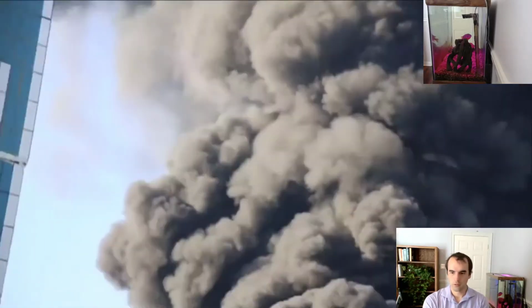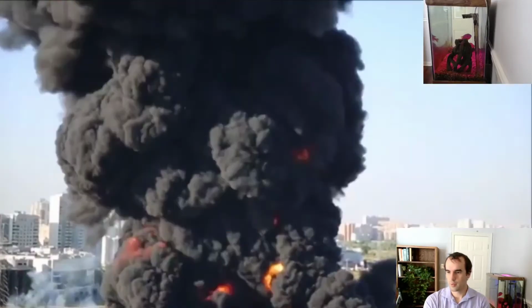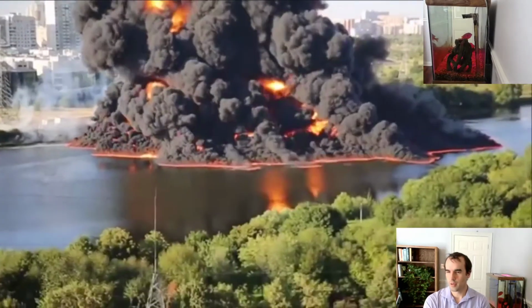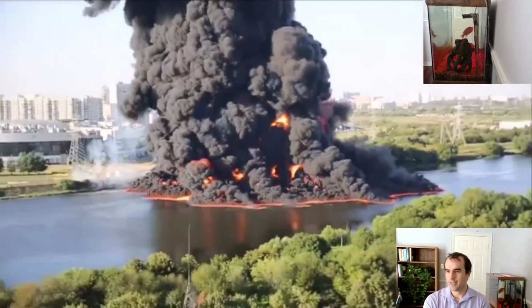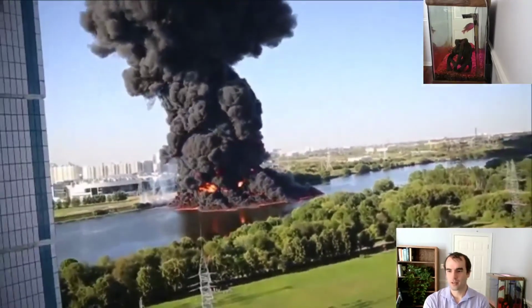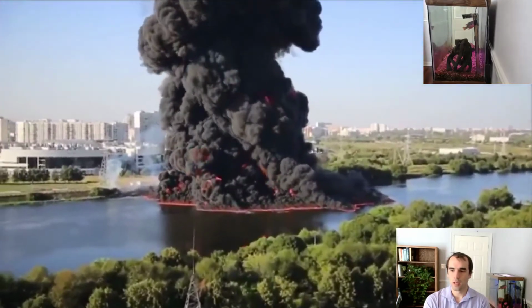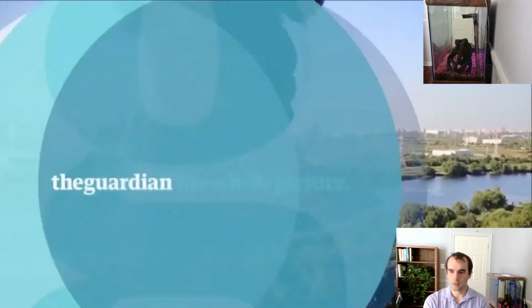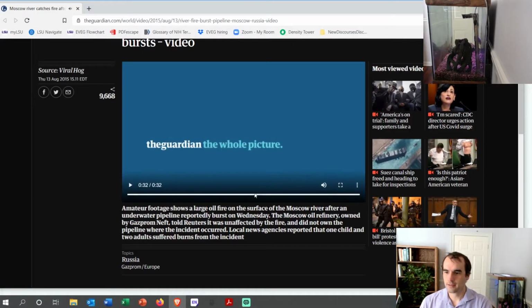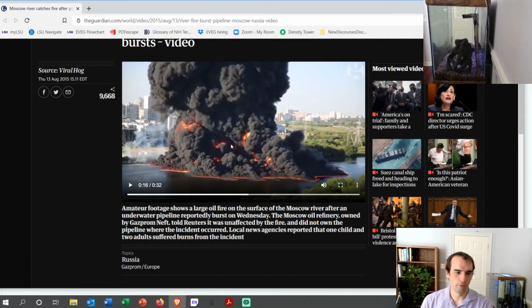So this is a river, I think it's in Russia, maybe in Moscow. You can see that it's just an intense blaze. So apparently there was some sort of an oil pipeline that burst there, and that's what a river on fire looks like. So perhaps it wouldn't be quite that bad, but I don't know. Maybe that is a good description of what it looked like.